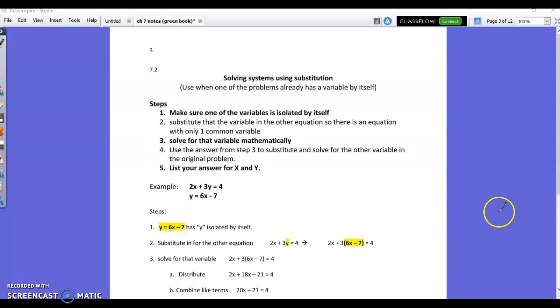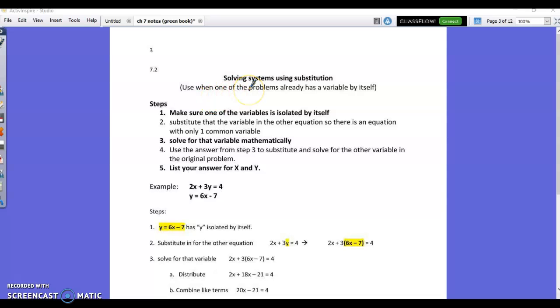Okay, so for this section, we've talked about solving systems of linear equations using graphing. There's two other methods that we can do to solve systems. In this first one, we're going to talk about substitution. We'll talk about elimination in another video.